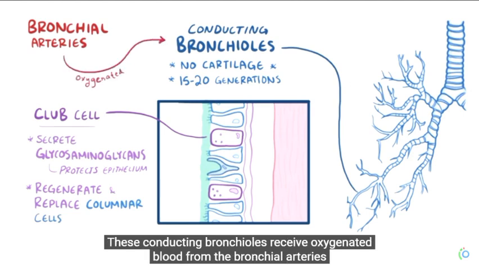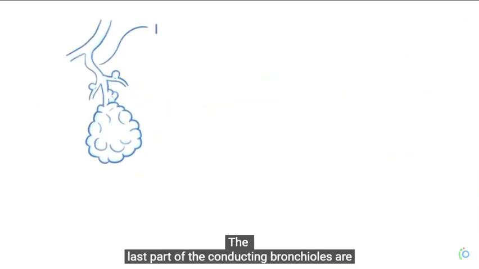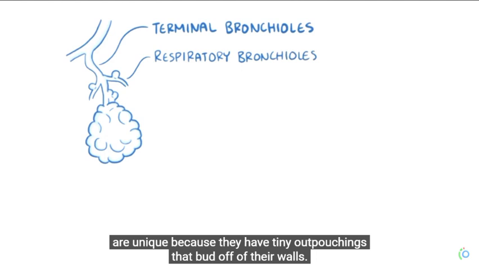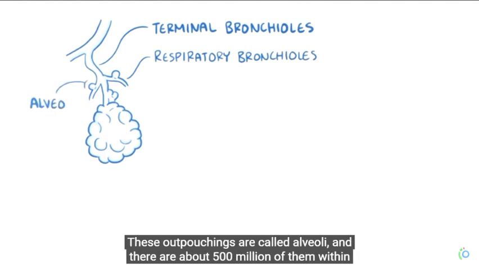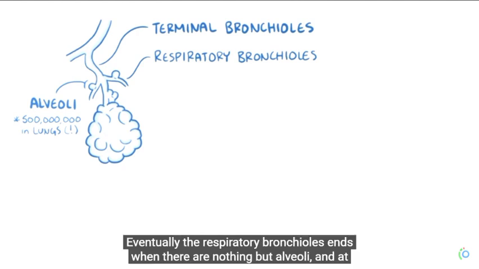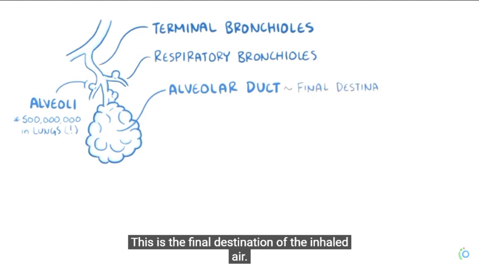The last part of the conducting bronchioles are the terminal bronchioles. And then after that, air gets into the respiratory bronchioles, which are unique because they have a tiny outpouching that buds off of their walls. These outpouchings are called alveoli, and there are about 500 million of them within the lungs. Quite interesting. Eventually, the respiratory bronchioles end when there are nothing but alveoli, and at that point the airway is called the alveolar duct rather than a respiratory bronchiole. This is the final destination of the inhaled air.